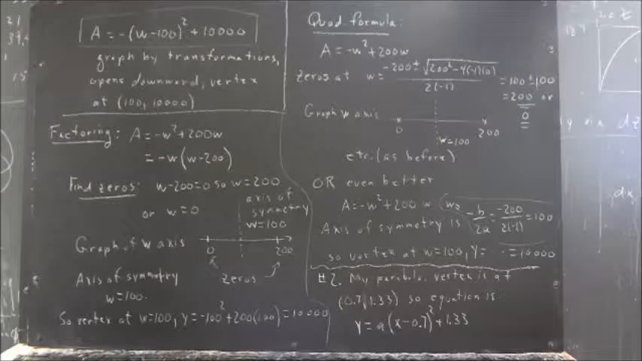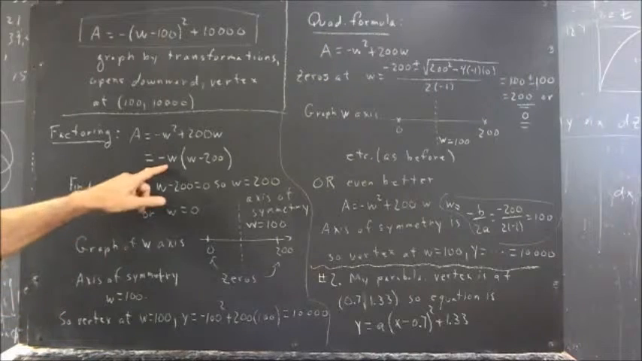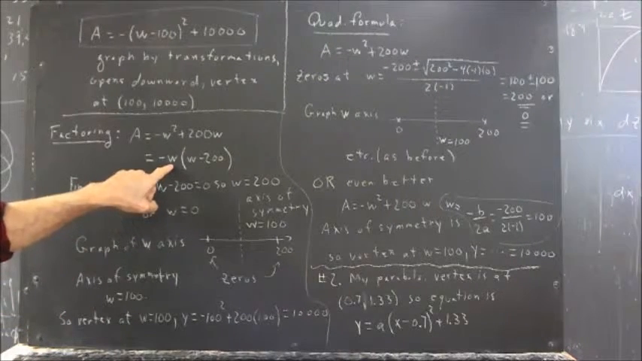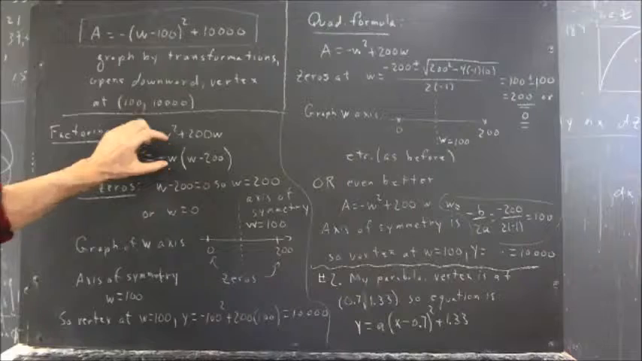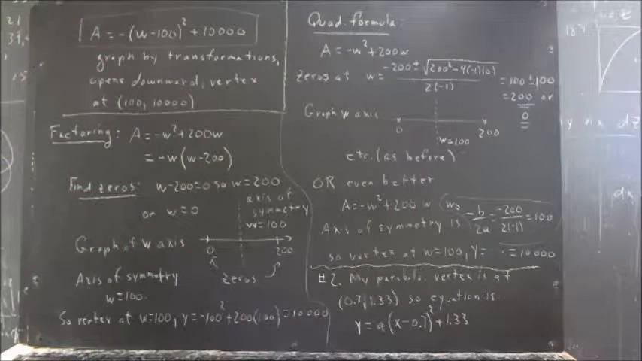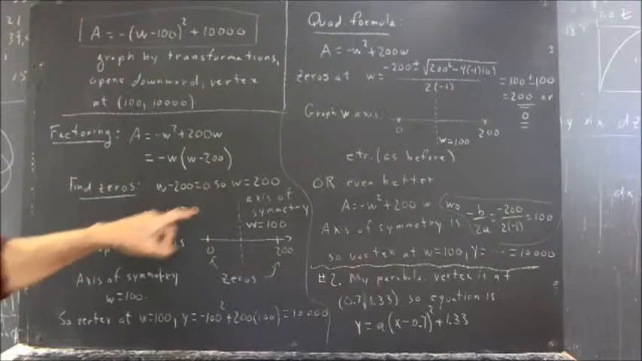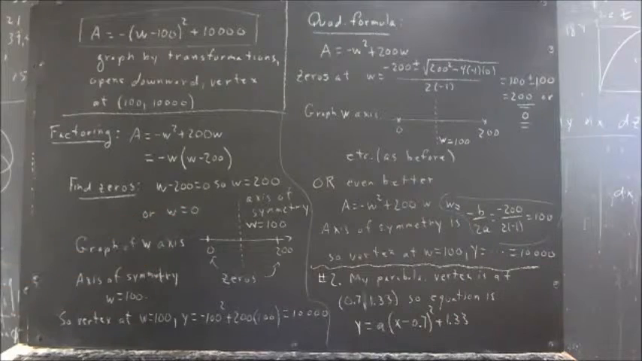What other value of W makes it 0? Well, people had to think about this a little bit. Somebody thought, well, 0? Yeah, exactly, 0. When W is 0, then this times this is 0. So those are your two zeros. W equals 200, W equals 0.